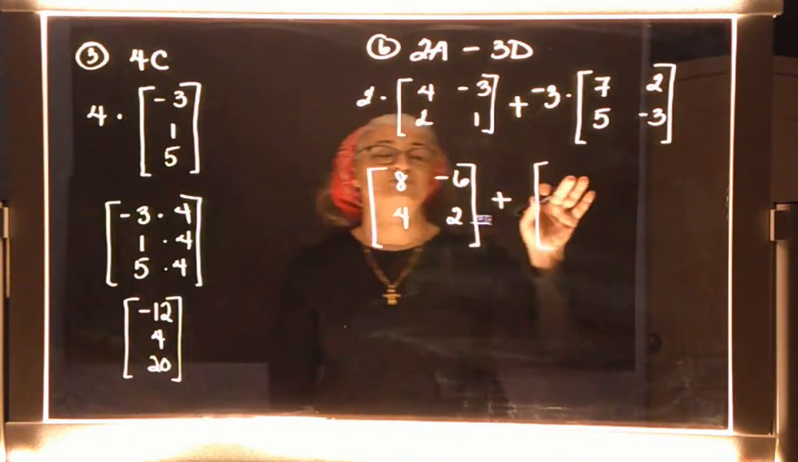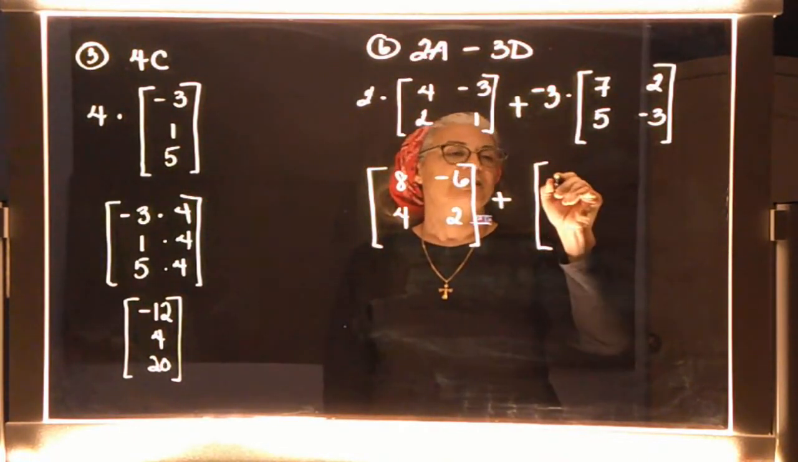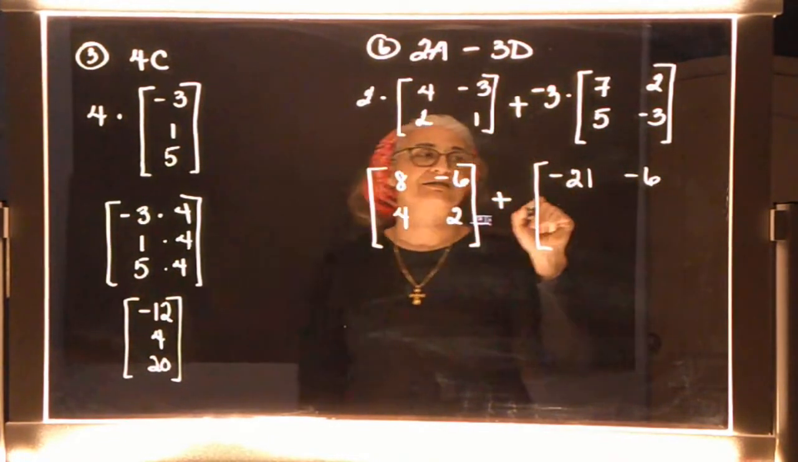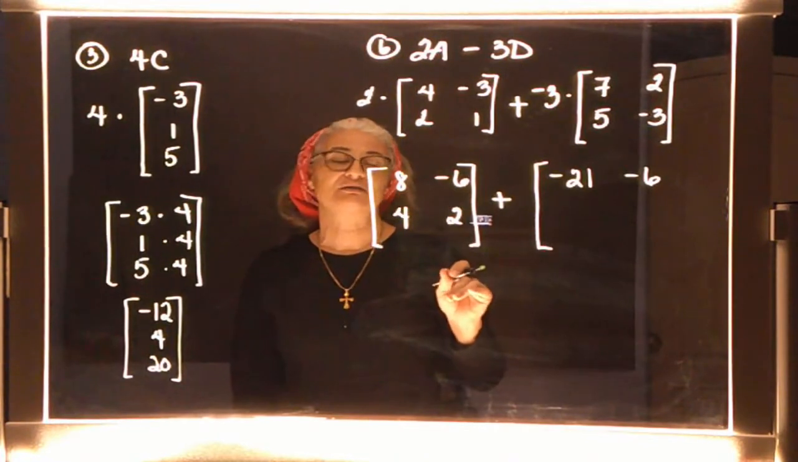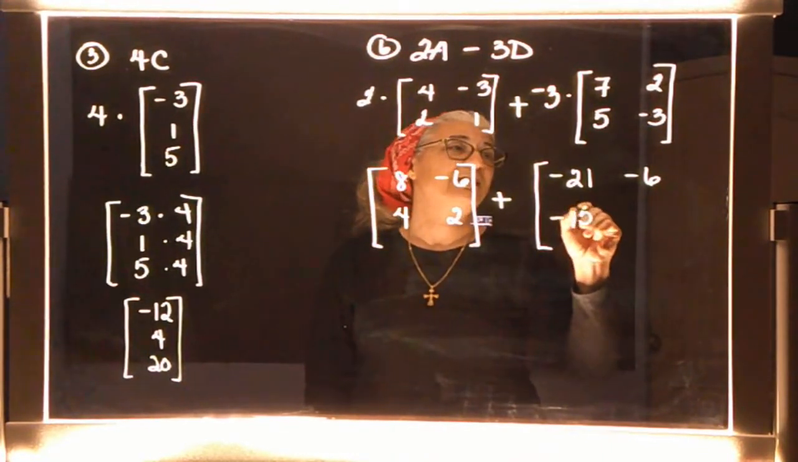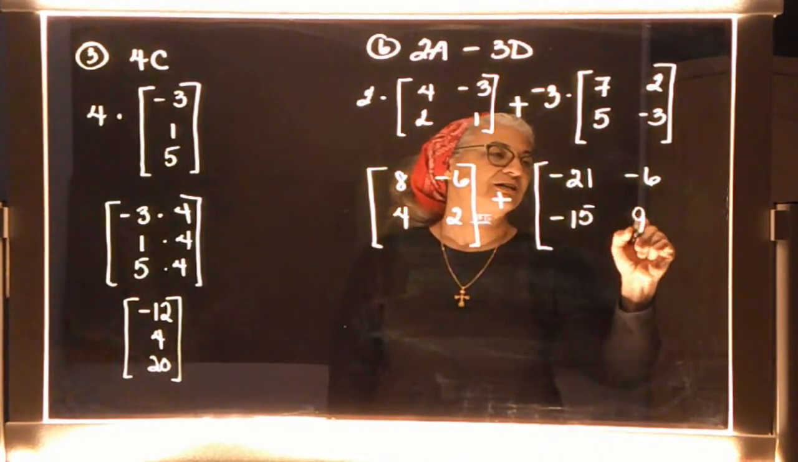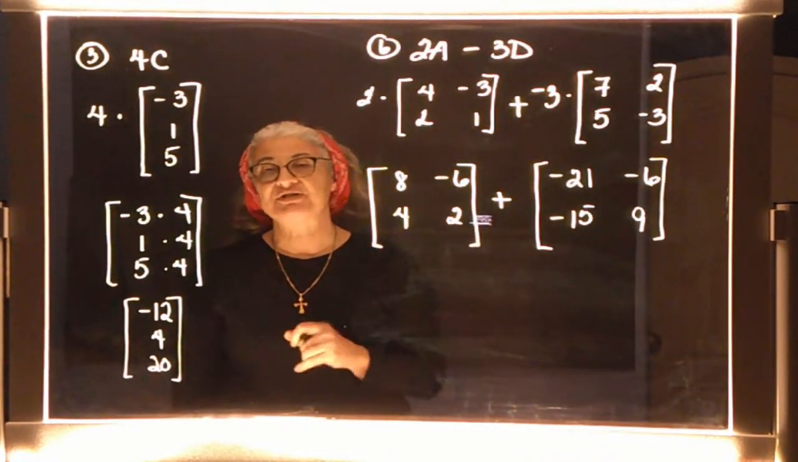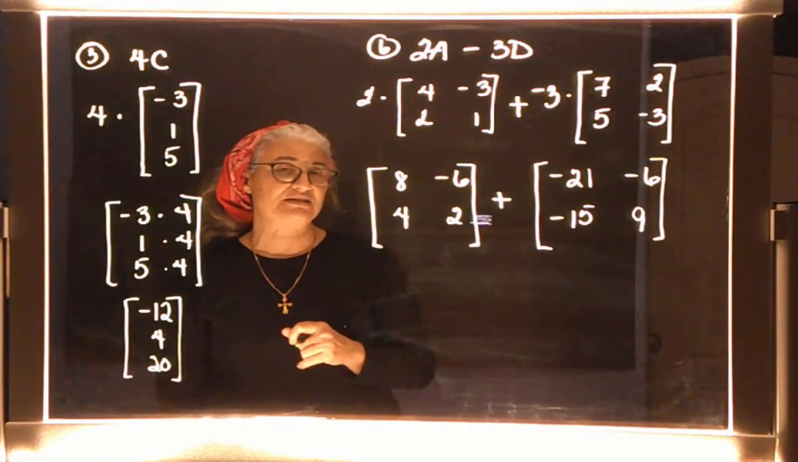Okay, so what's the first row going to look like? Good, negative 21 and negative 6. Excellent. What's your second row look like? Negative 15 and positive 9. Great, good job you guys. Okay, and now it becomes very easy to add these two matrices, doesn't it?